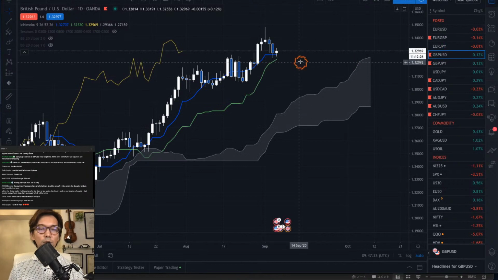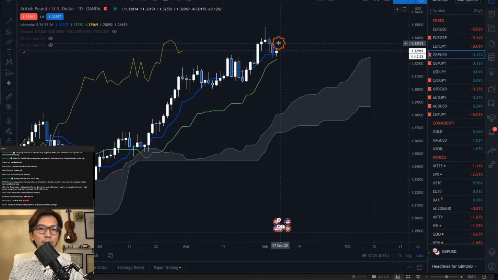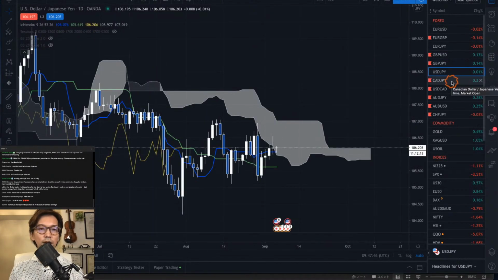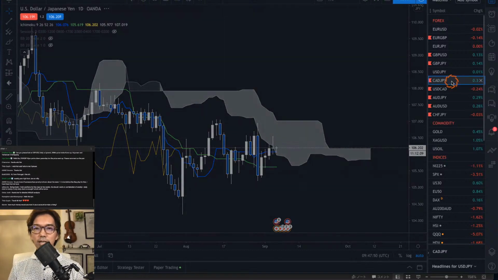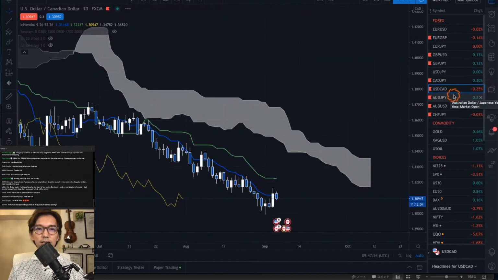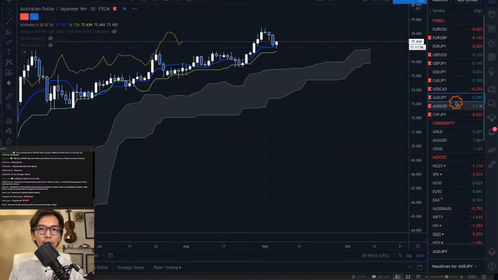GBP USD is going up, but because of this 2 days retracement, I'm not really looking for a buy chance yet. GBP JPY is too retracing. USD JPY is in a triangle range. P wave, there's no up or down trend. CAD JPY is ranging. USD CAD is slightly moving down, but Kijun Sen and Kumo are flat, so I don't look for that. Look for a sell chance today.